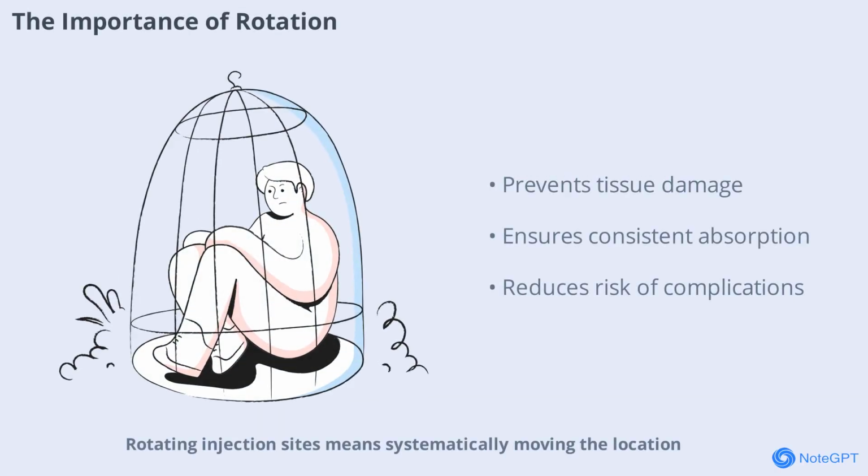Rotating injection sites means systematically moving the location of each injection within the same anatomical region. This practice helps prevent tissue damage and ensures that insulin is absorbed consistently. Without proper rotation, repeated injections in the same spot can lead to complications such as lipohypertrophy, fatty lumps under the skin, or lipoatrophy, which is the loss of fat tissue. Both conditions can cause erratic insulin absorption, making blood sugar control more difficult and unpredictable.